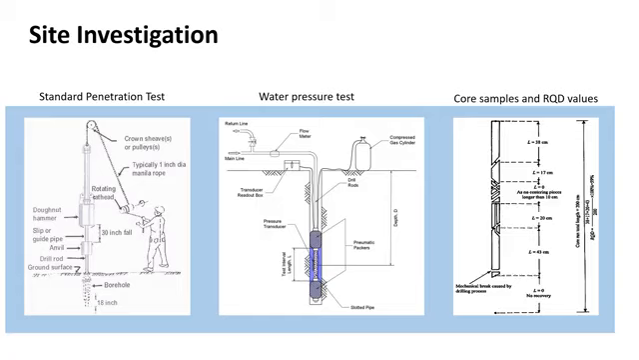Next, the water pressure test, also known as a Packer or Lugeon test. In the rock boreholes, we isolate specific intervals of the rock and inject water under controlled pressure to measure how much water is absorbed. This test reveals the rock's permeability and how fractured it is, crucial for assessing potential seepage paths.